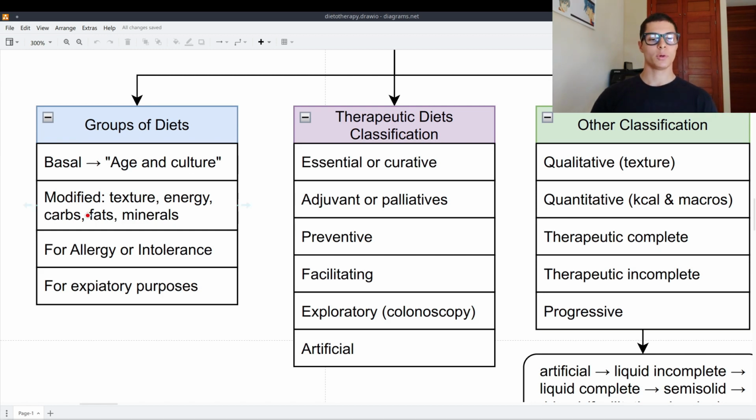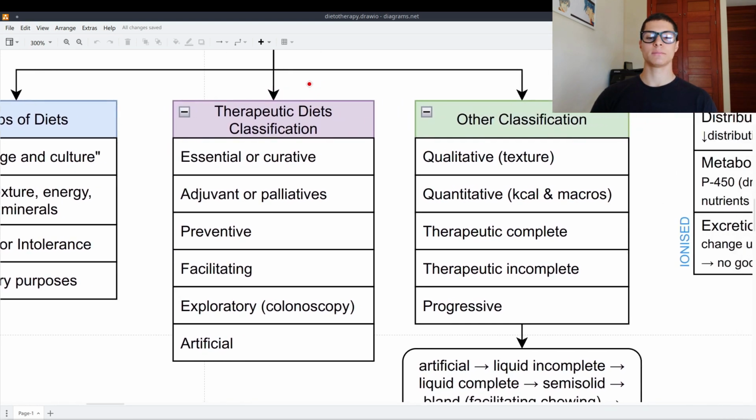Then there are the modified diets. Modified texture: solid, semi-solid, semi-liquid or liquid; energy modification, carbohydrates modification, fats modification, minerals modification. These are all set to adapt to different circumstances of diseases. Then there are also diets for allergy or intolerance, and also diets for exploratory purposes.